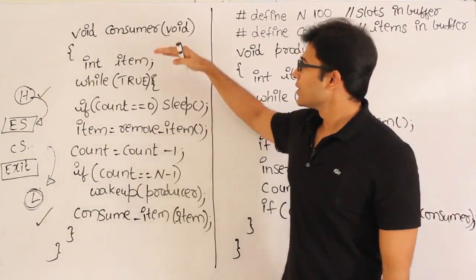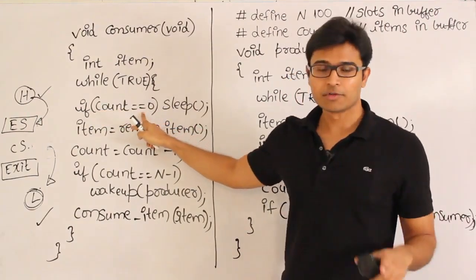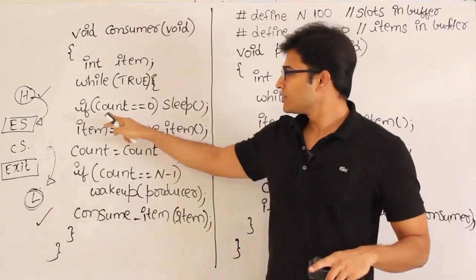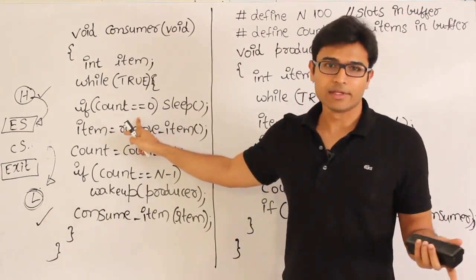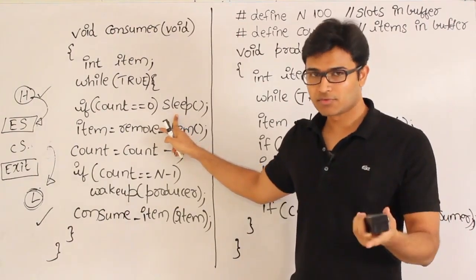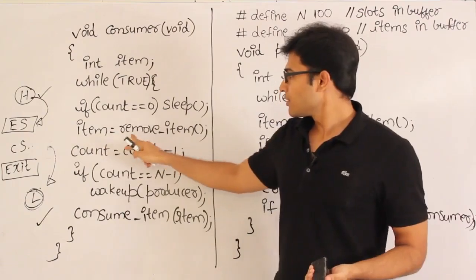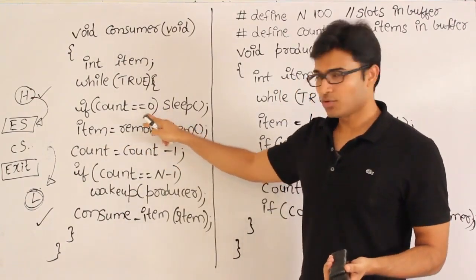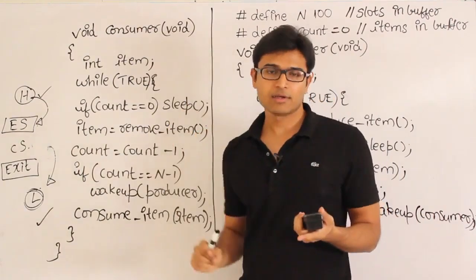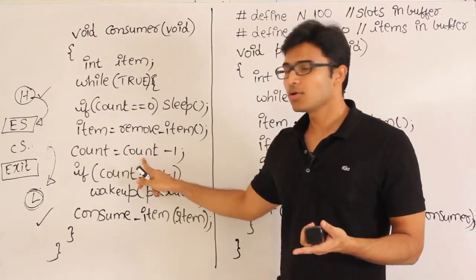What the consumer will do is, it will initially see if count equal to 0, which means it will check if there is anything in the buffer which it could read. In case the buffer is completely empty, it cannot do anything, right? Therefore it is going to sleep. So the producer is going to sleep when the buffer is full, and the consumer is going to sleep when the buffer is empty. Logical. And item equal to remove item. In case it is not true, which means if count is not equal to 0, then definitely there will be some item in the buffer. Then it is going to remove that item, and then count equal to count minus 1.